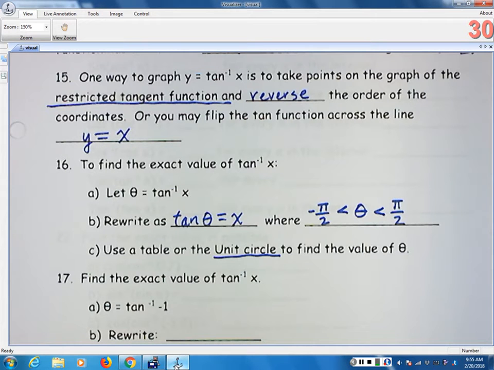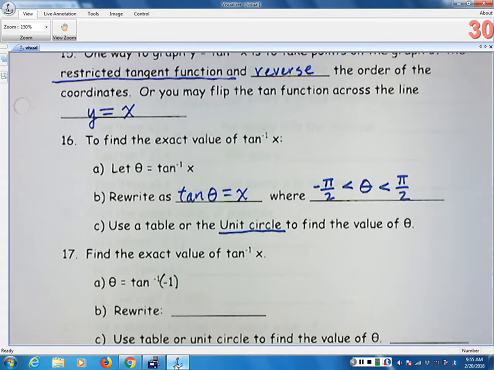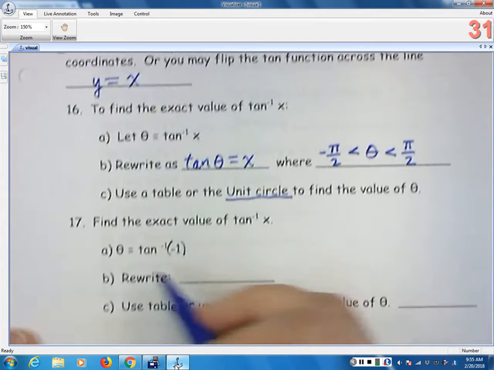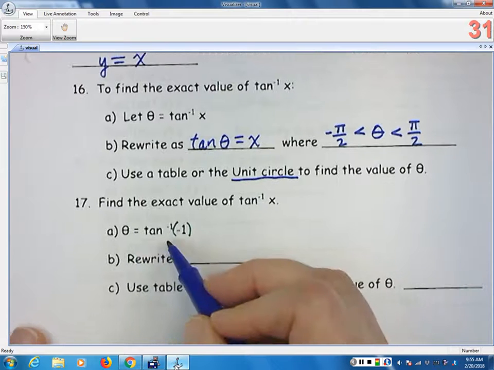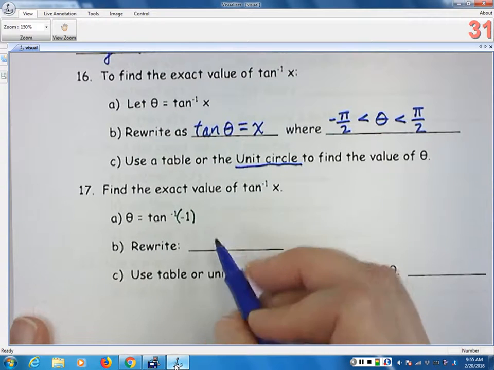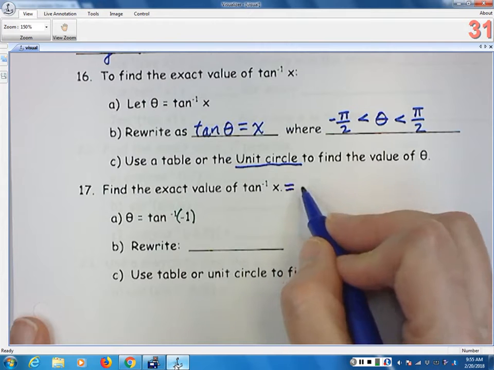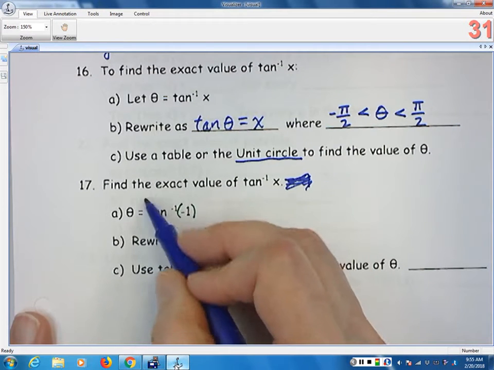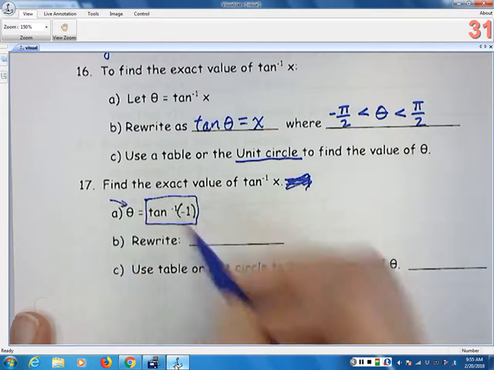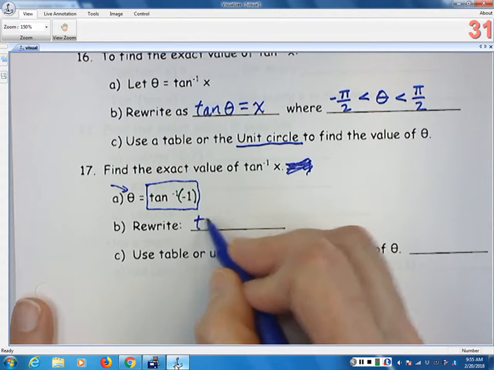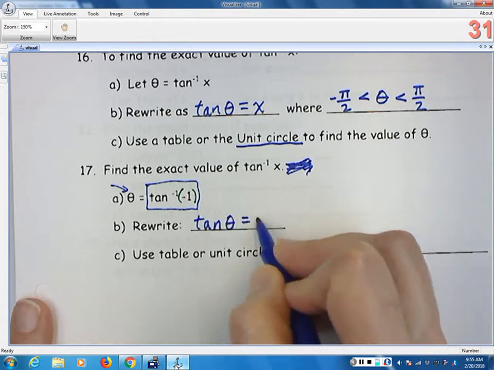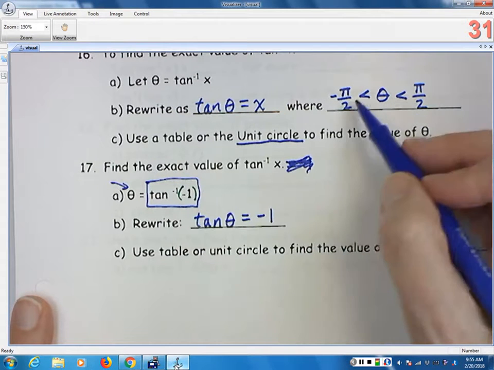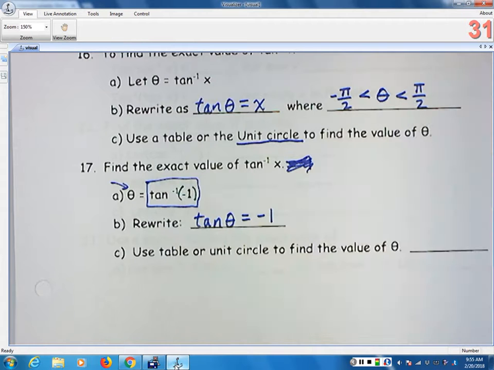All right, so here's an example. Find the exact value of theta equals inverse tangent of -1. This is the original problem. You have to set theta equal to it, and then you rewrite it as tangent theta equals -1. But you do need to remember that you're between minus pi over 2 and pi over 2.